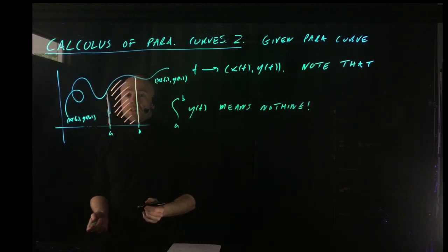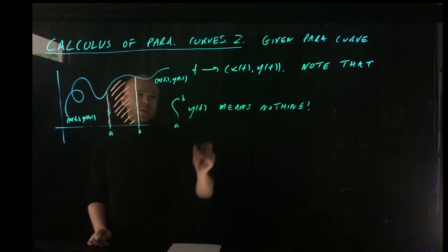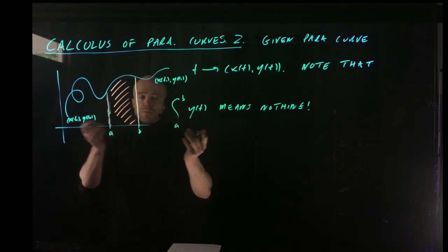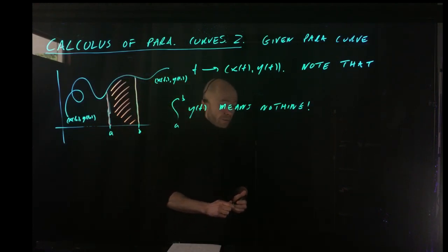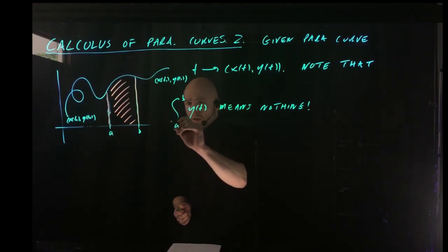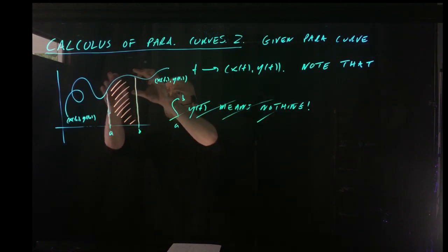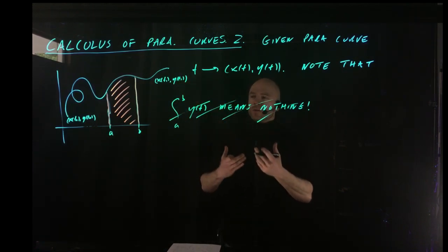Okay, because firstly, a and b are on the x-axis, right? Y is a function of t, so this is just literally a meaningless expression. This just can't mean anything, right? This is not going to give us this quantity. So this is not the way to get the area underneath this particular part of the curve, right? We're going to have to be more careful about what would do that for us.